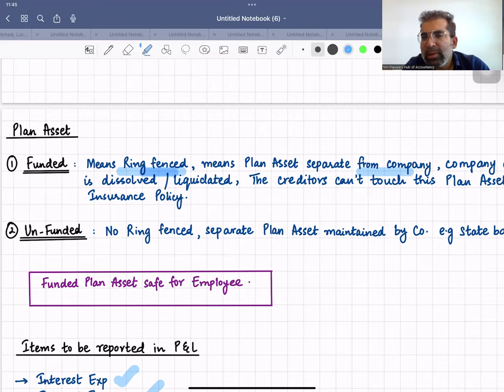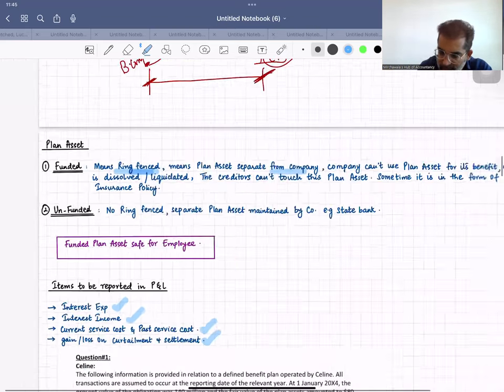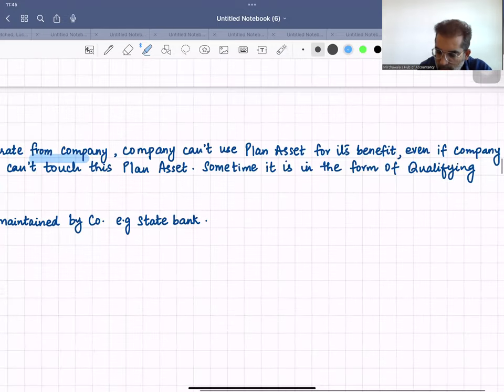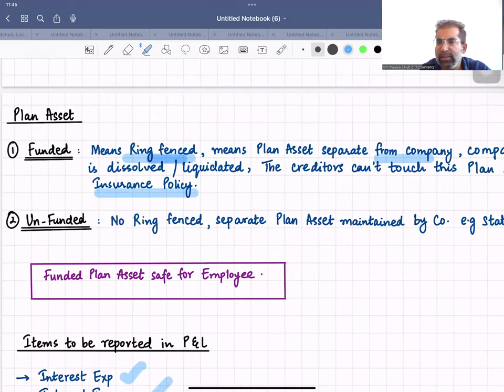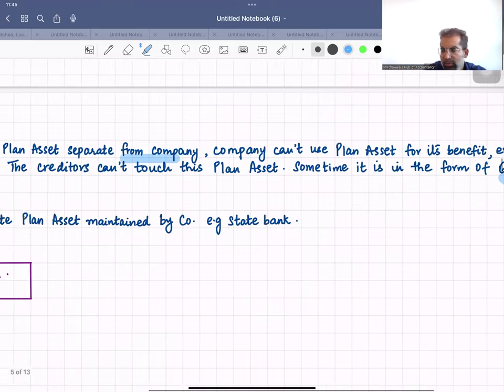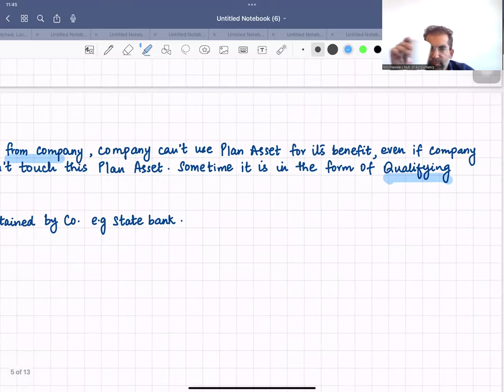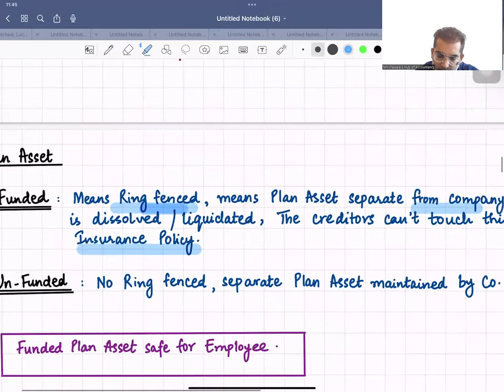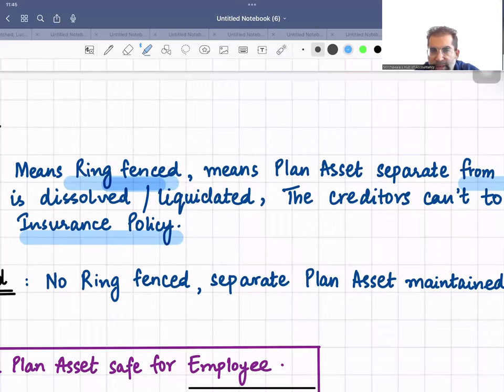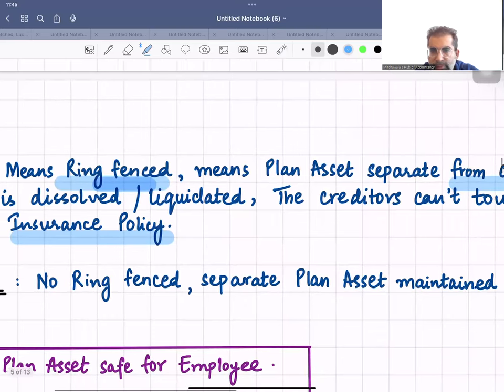Sometimes we call it qualifying. Sometimes it is in the form of a qualifying insurance policy. In some books, you will find this name. So please read it. Let me enlarge it. See, start reading it.